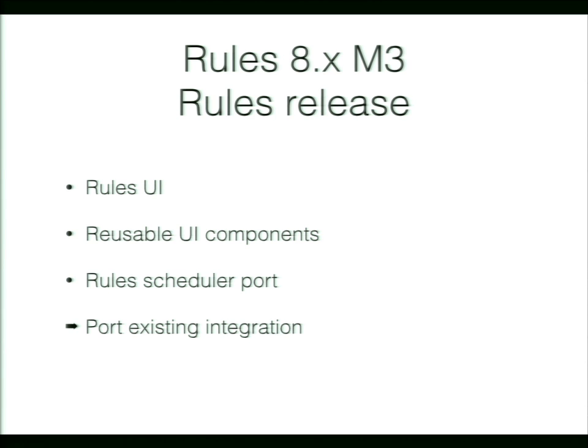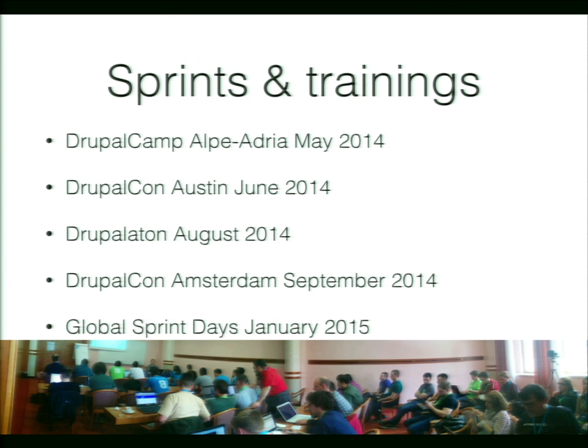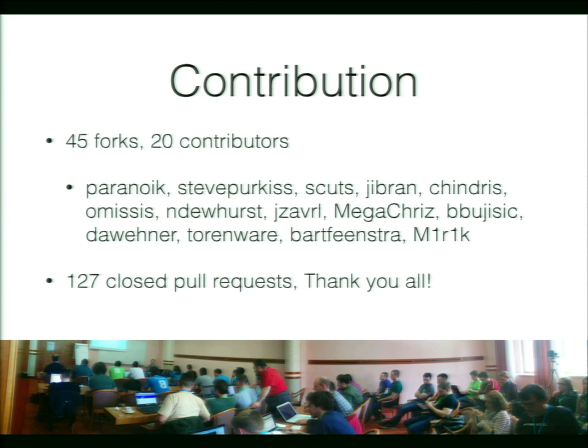And together with the community and sprints, we have already ported lots of those core conditions. And it's really a great thing where we work together with the community to train all of you on the new Drupal 8 APIs. And we did that at several Drupal camps and DrupalCons. Right now, we already have 45 forks of the rules module, which is developed on GitHub. All those people have patches committed or pull requests merged. So that's really cool, and thanks to all of those. And if you want to be part of that, find me tomorrow in the sprints.